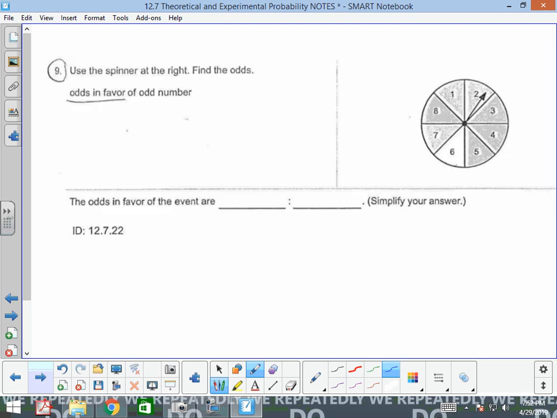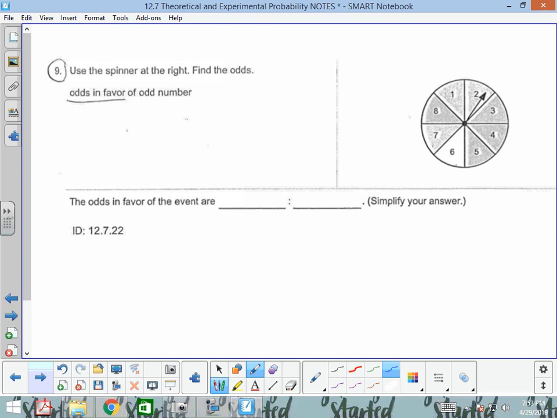Number 9. Use the spinner at the right. Find the odds in favor of rolling an odd number. A lot of words, odds. So odds in favor: how many odd numbers are there? There are 4 odds. And the unfavorable would be the 4 evens. So that's 4 to 4. They want us to simplify our answer, so that reduces to 1 to 1. So 1 to 1 odds in favor of rolling an odd number.